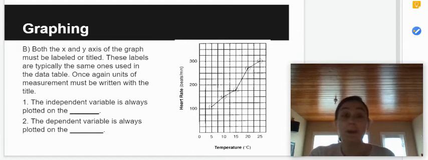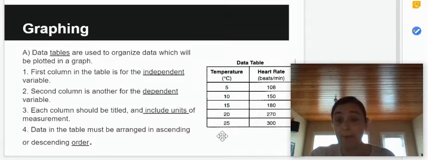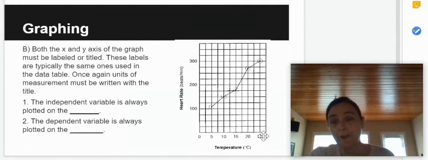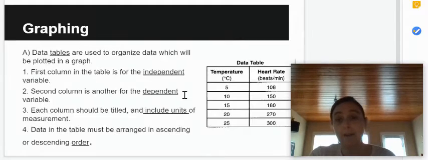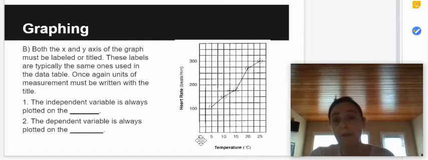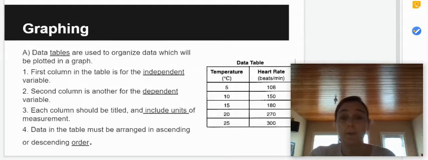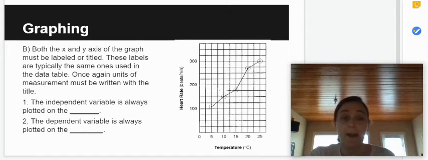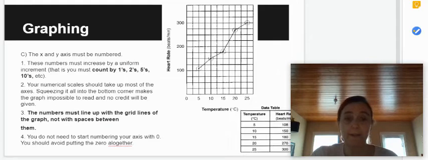All right, so remember that the independent variable on the table went in the first column. Well, the independent variable on a graph goes on the x-axis along the bottom. So the first column of a table usually will be on the bottom of the graph. And the dependent variable generally goes on the y-axis. So in other words, the second column will go on the y-axis. And so we have the independent variable on the x-axis and the dependent variable on the y-axis.